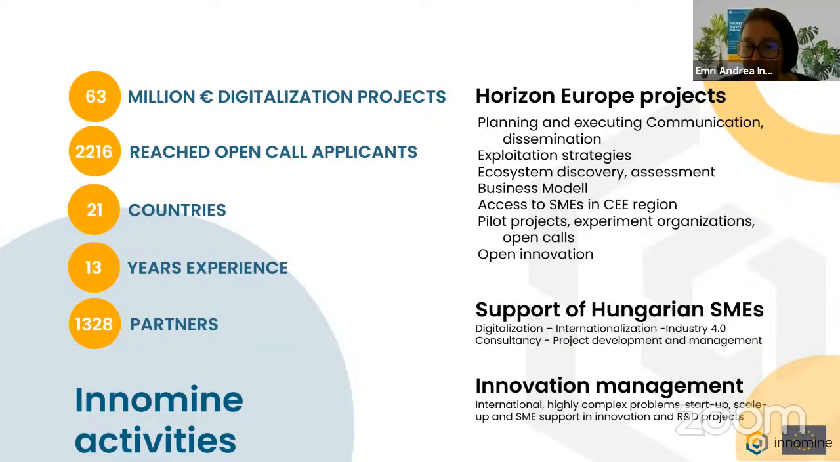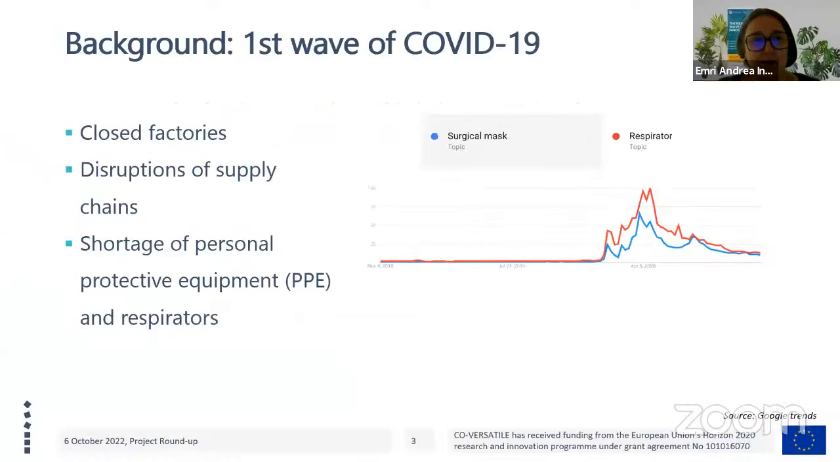And we like very much the highly complex problems. So I think that's how we got to CoVersatile, because it was really a complex situation and really challenging for the European countries. And everybody remembers all of those crazy days of 2020 when the pandemic hit Europe, closed factories, disruption of supply chain, shortage of personal protective equipment, and respirators was the common problem of all of the countries. And this new crisis situation was calling for new solutions.